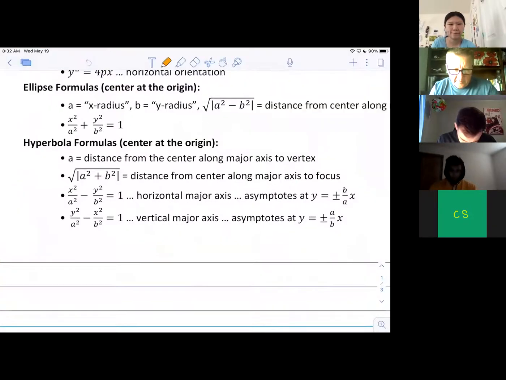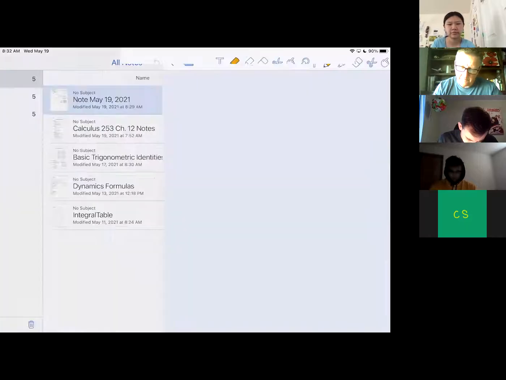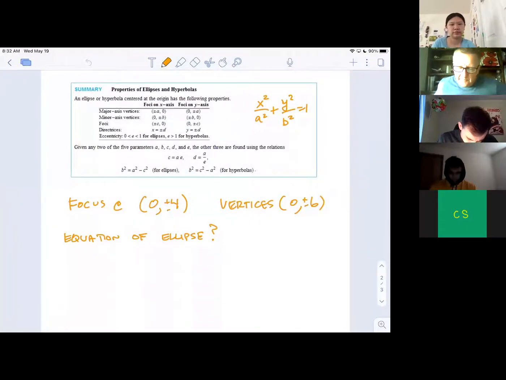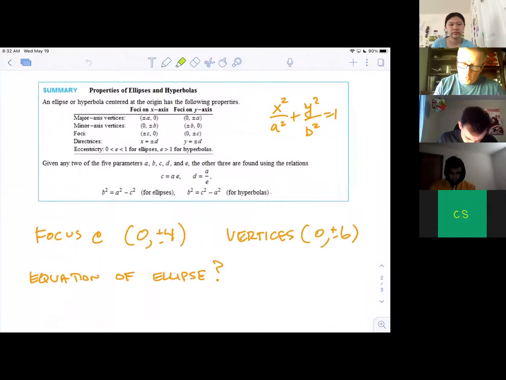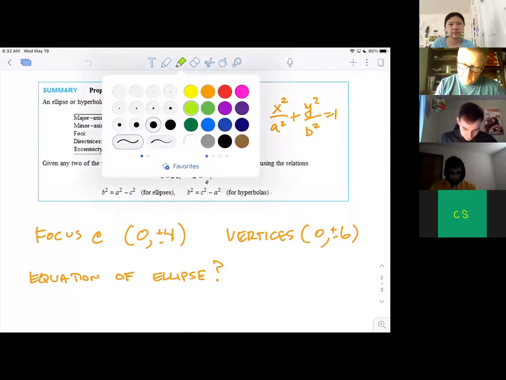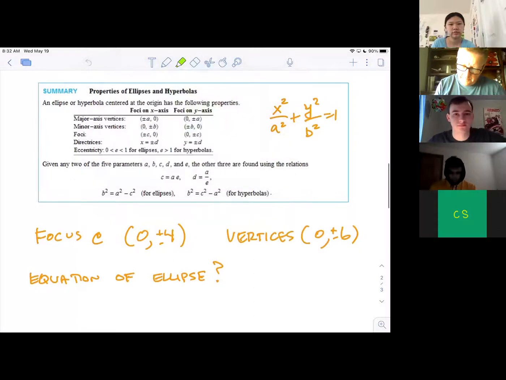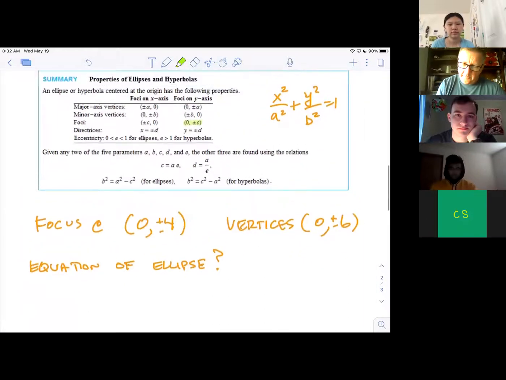So you may notice something a little confusing about this. Because we were told that, in a sense, that's our situation. Our focus is not at something, zero, it's at zero, something. In other words, this is vertical, so you're going up and down to get the focus. So my focus is on the y-axis, okay.